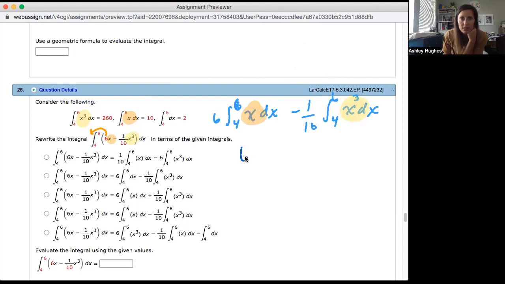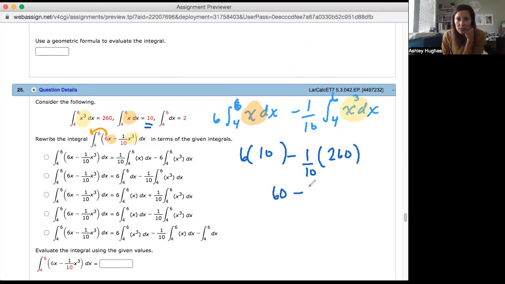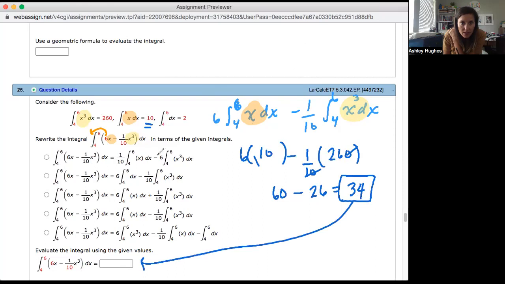So I have 6, 4 to 6 of x is 10, minus 1/10, 4 to 6 x cubed is 260. So that'd be 60 minus 26. So what does that give us? 26, so 34. Which would be down here. And as far as our answer, we have 6. This one.